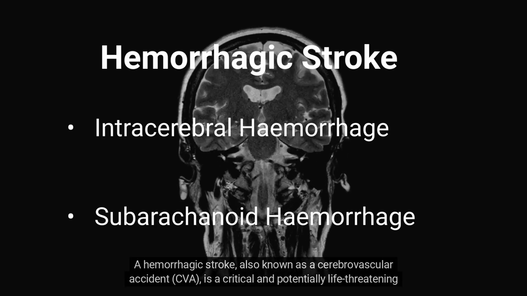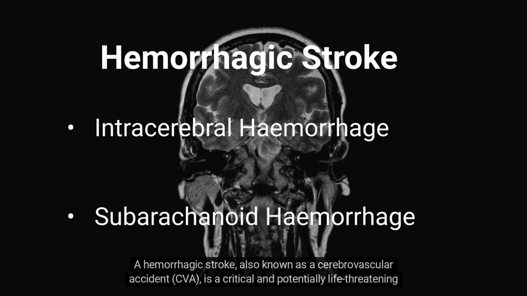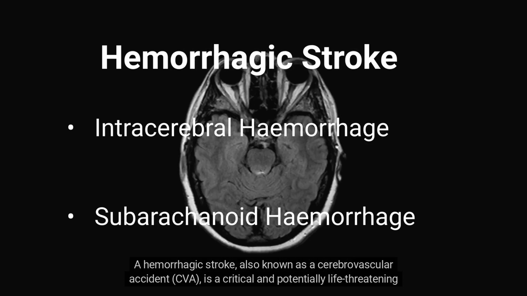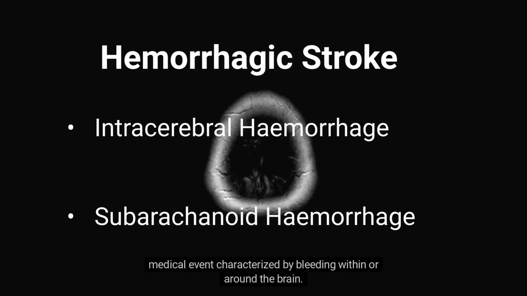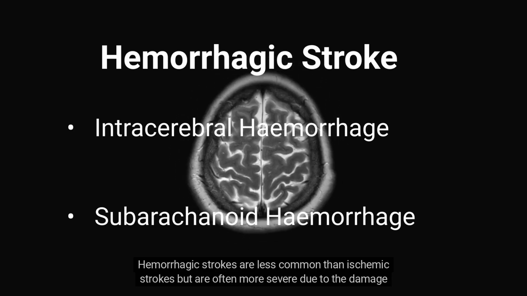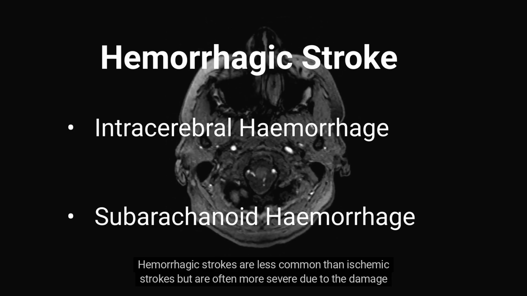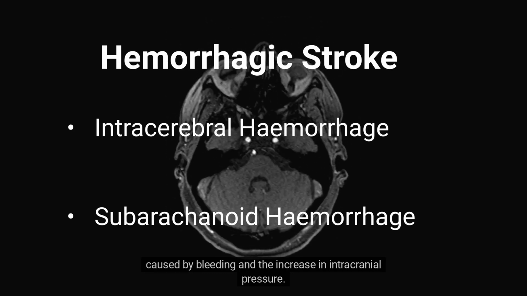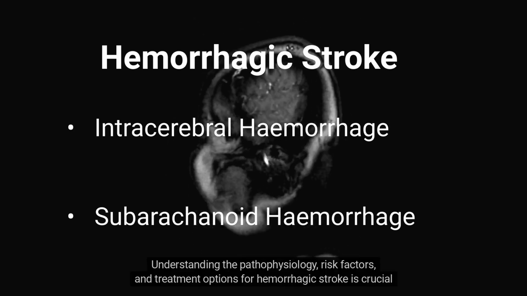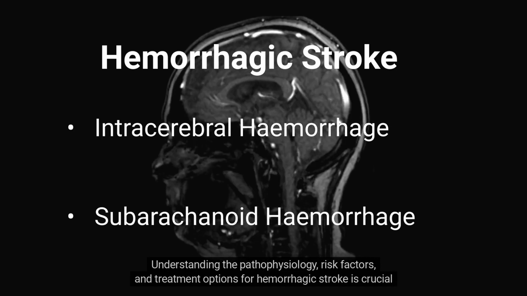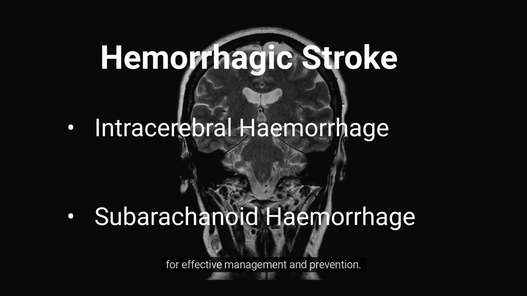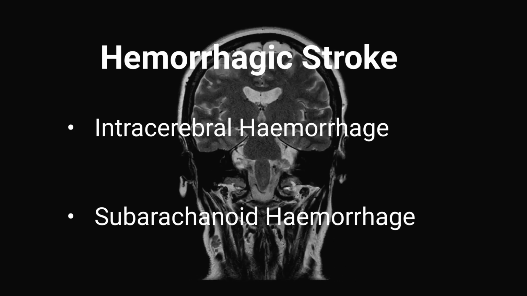A hemorrhagic stroke is a critical and potentially life-threatening medical event characterized by bleeding within or around the brain. Hemorrhagic strokes are less common than ischemic strokes, but are often more severe due to the damage caused by bleeding and the increase in intracranial pressure. Understanding the pathophysiology, risk factors, and treatment options for hemorrhagic stroke is crucial for effective management and prevention.